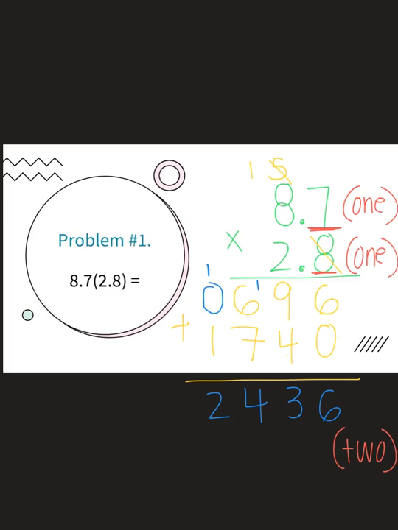So in my final answer, I start all the way on the right, and I need to move my decimal 2 places in to get my final answer of 24 and 36 hundredths, or 24.36. Don't worry, we're going to be doing a lot of practice with this in this video lesson.